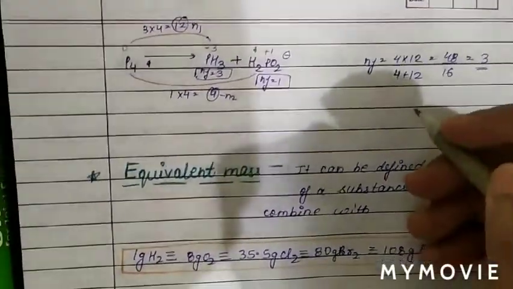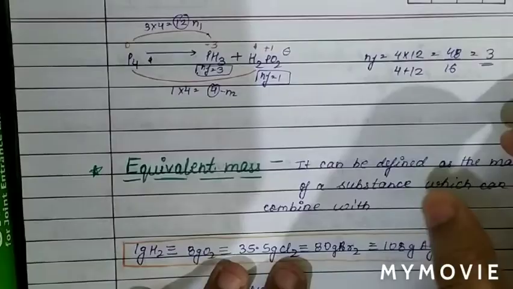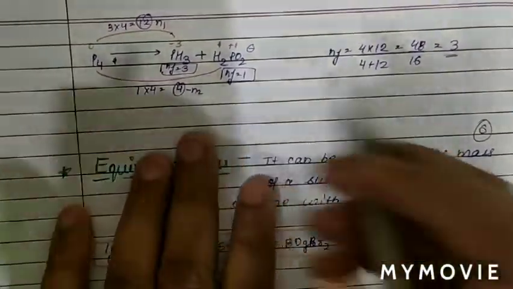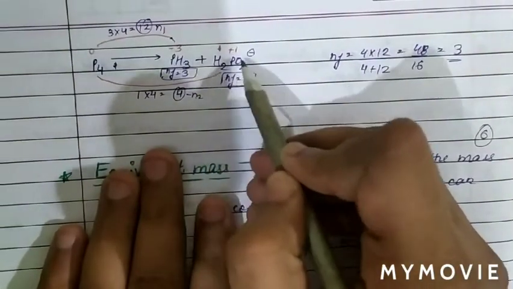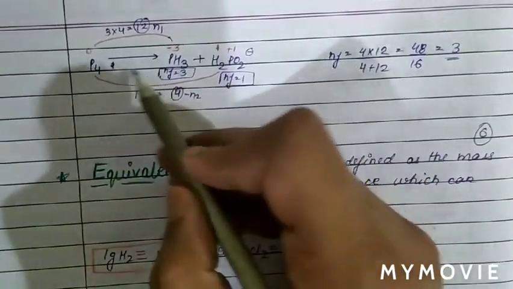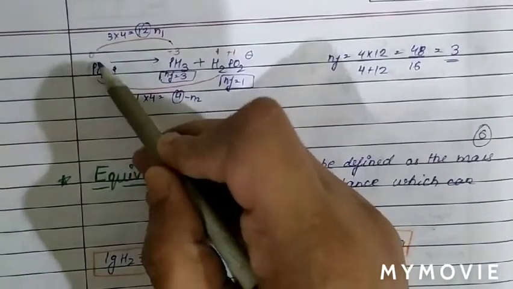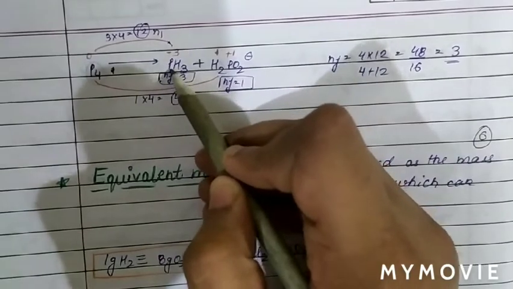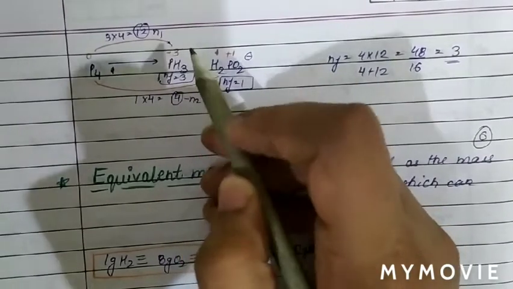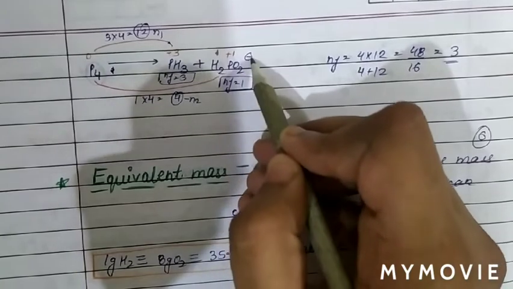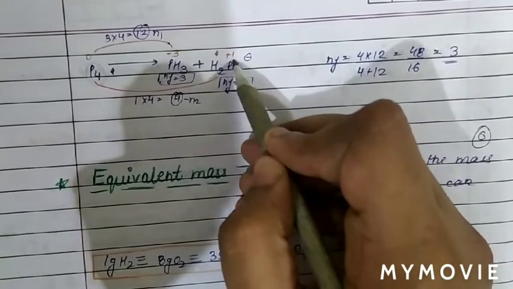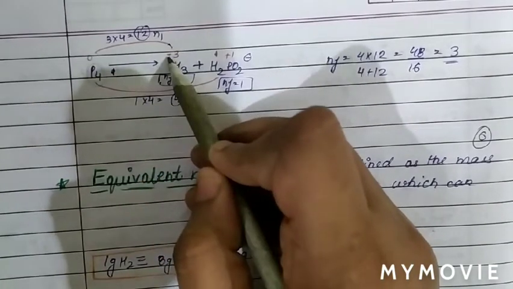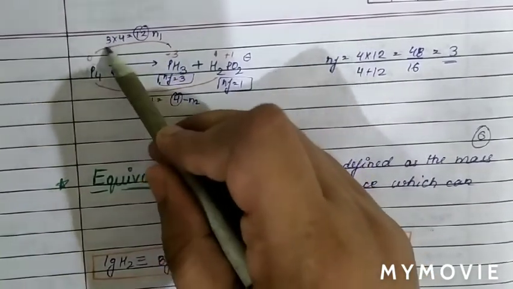Now see the next case of disproportionation reaction. The next case is P4 changes into PH3 and H2PO2 minus. As we see, phosphorus is in standard form, therefore oxidation number of phosphorus is 0. In PH3 oxidation number of phosphorus is -3, and in H2PO2 minus oxidation number of phosphorus is +1. As we can see, oxidation number changes from 0 to -3. For one atom there is a change of 3.